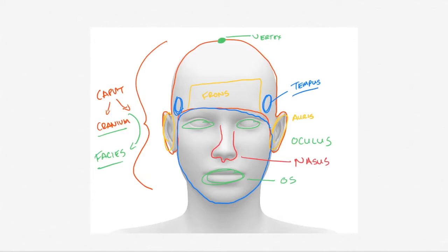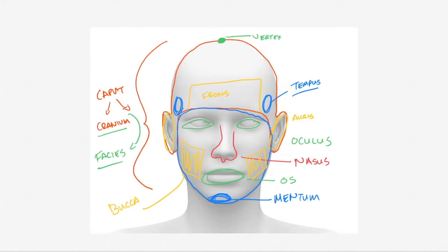In addition to all these, you also have your cheeks, which is bucca, B-U-C-C-A. Bucca. And lastly, we can't forget your chinny chin chin, which is mentum. Those are all of the regions, or the subregions within the facies.